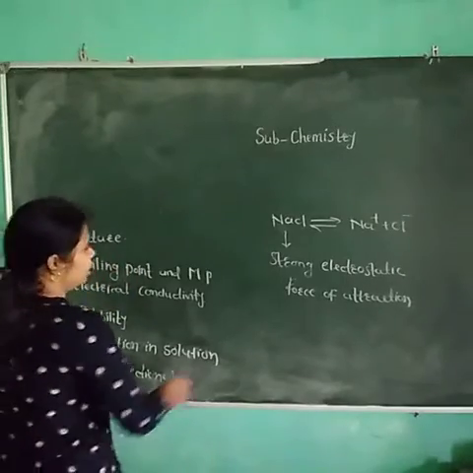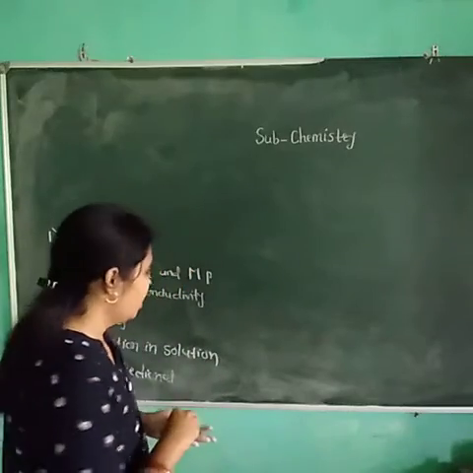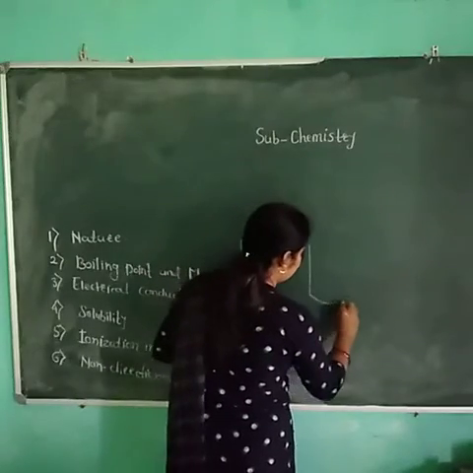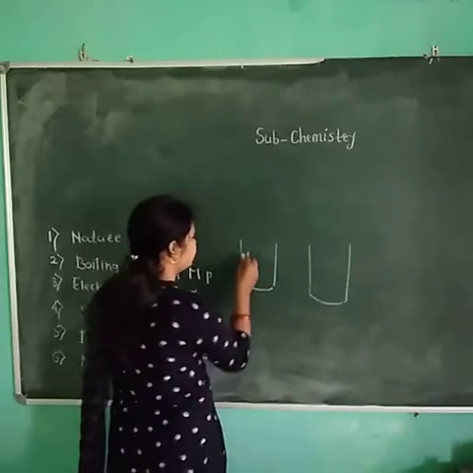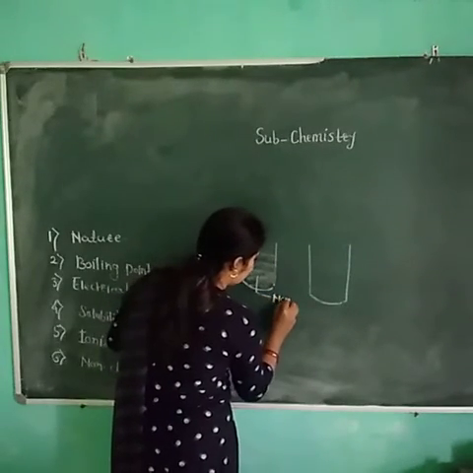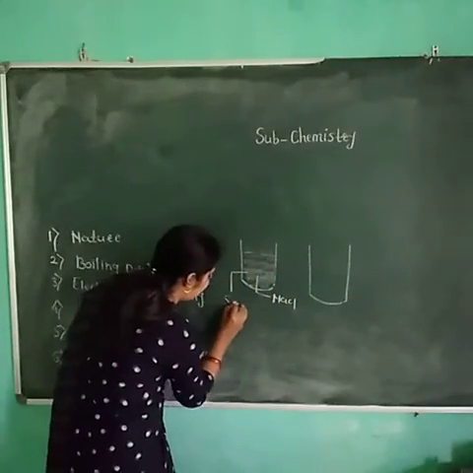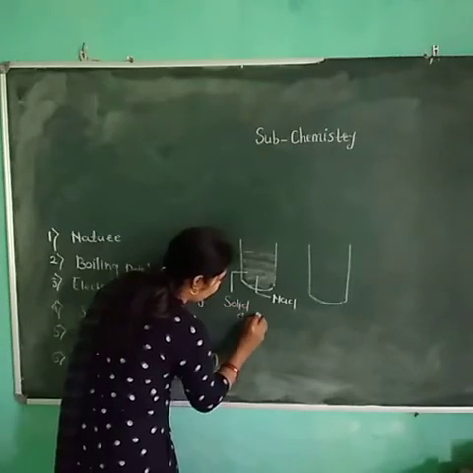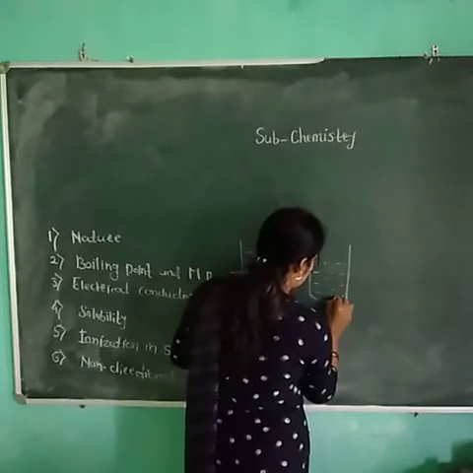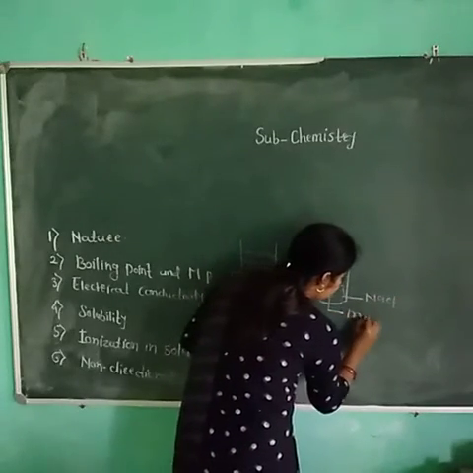The third one is electrical conductivity. So what is the effect on electrical conductivity? Here, in the first beaker, NaCl is added. This is NaCl in the solid state. This is also NaCl, but in the molten or liquid state.